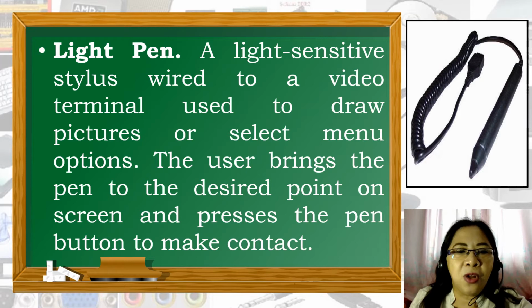A light pen is also an example of a pointing device. A light-sensitive stylus wired to a video terminal used to draw pictures or select menu options. The user brings the pen to the desired point on the screen and presses the pen button to make contact.